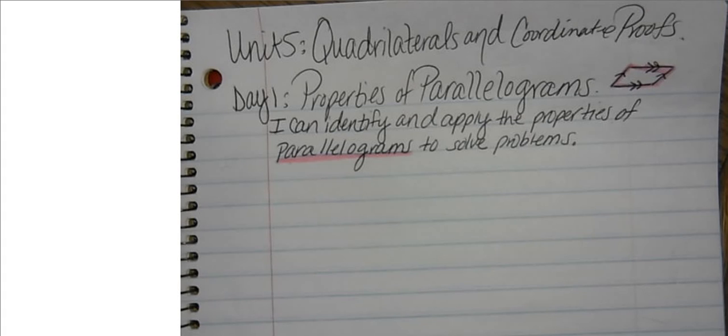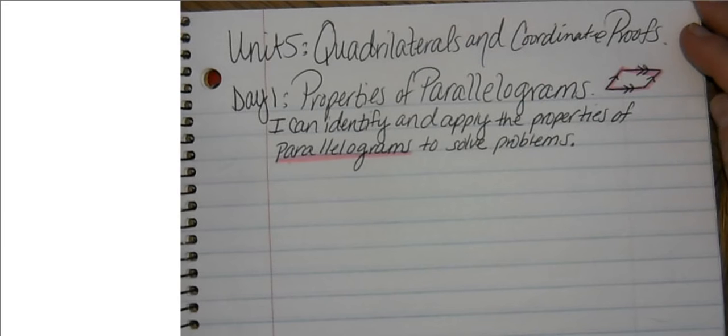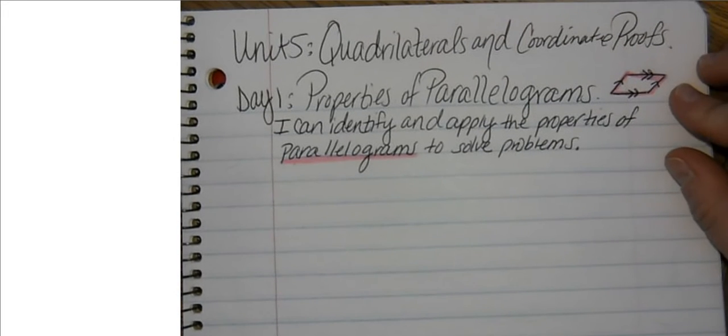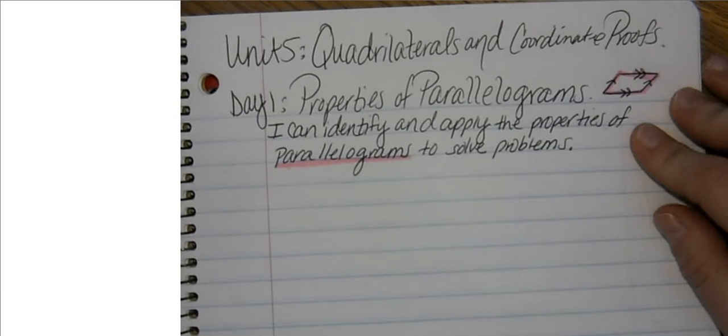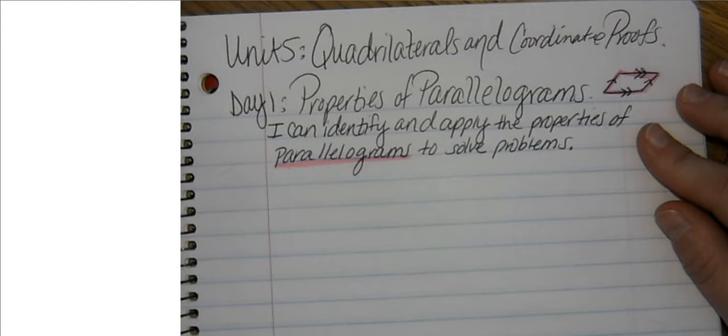Everyone, for today's lesson, we are going to get started on a new unit. That new unit is called Quadrilaterals and Coordinate Proofs. Our first lesson is called the properties of parallelograms, which a parallelogram is a very special type of quadrilateral. Our learning targets for today are for you to be able to say, I can identify and apply the properties of parallelograms to solve problems.